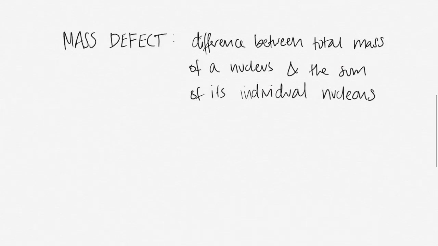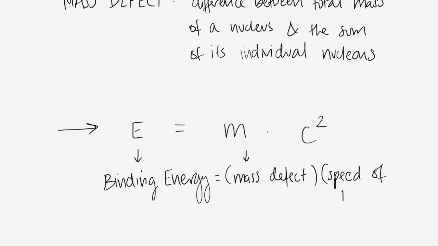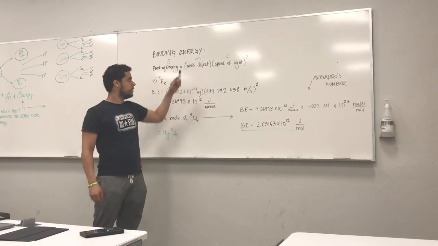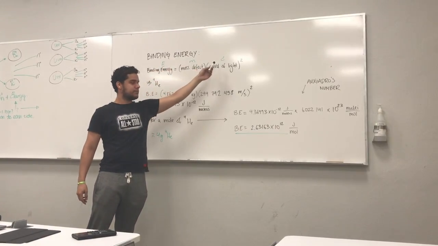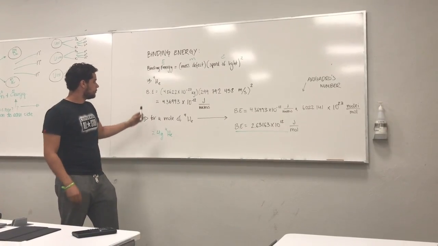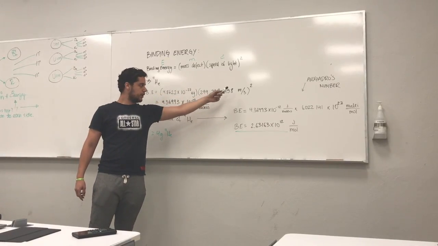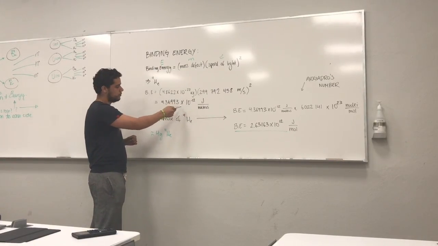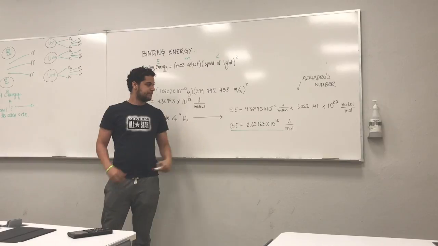Once we have the mass defect, the binding energy can be calculated by using the mass-energy equivalence formula. This time, binding energy equals mass defect times speed of light squared. This is Einstein's classic formula of energy equals mass times speed of light squared. So we multiply the mass defect times the speed of light squared, and we obtain this energy in joules per nucleus. It seems small, but once you apply it to a whole mole of helium, you obtain a very large energy, in joules per mole.